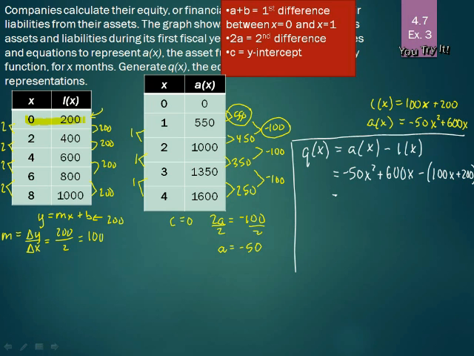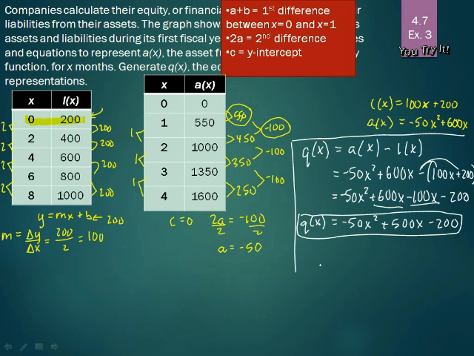So simplifying this out, we get negative 50x squared plus 600x, and then minus 100x, just distributing the minus, and then minus 200. So then we can add any like terms here. So positive 600x minus 100x is 500x, and nothing else can be combined. So we have negative 50x squared plus 500x minus 200.